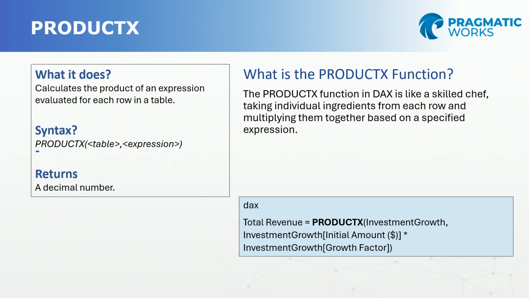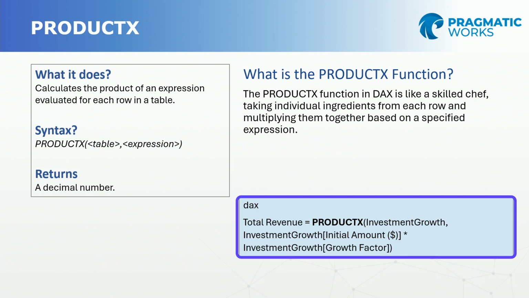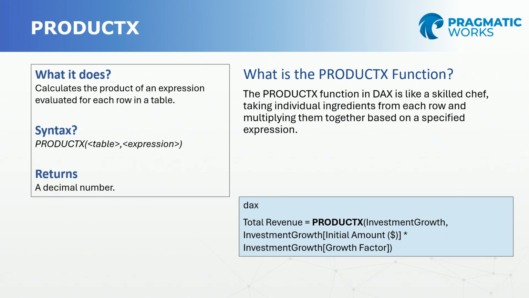Product X, the syntax is going to be product X, the table, and the expression. So a good example of this is annuity periods, looking at investments, some financial data. This can be pretty appropriate to iterate something over and over. Let's dive in and build it together.